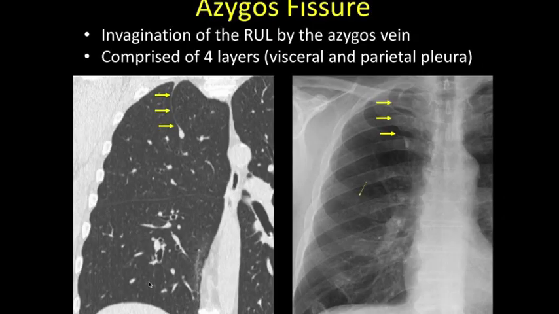An azygos fissure is created by the azygos vein, which incompletely descends to its expected location in the right tracheobronchial angle. This is a normal variant in which the lung is invaginated by the azygos vein, and therefore the fissure is comprised not of 2 layers of pleura, but rather 4, 2 of visceral and 2 parietal layers of pleura. This can be more medially located and also more towards the center of the lung in medial lateral aspect.